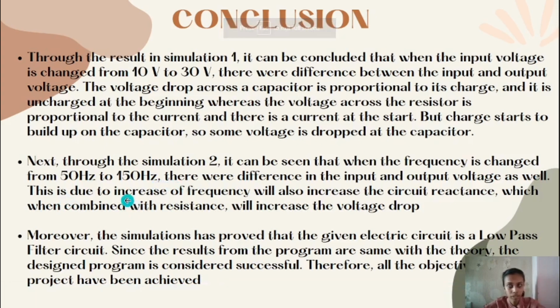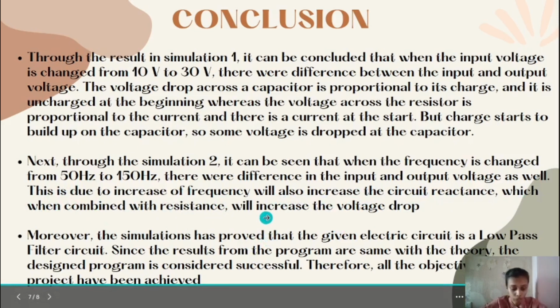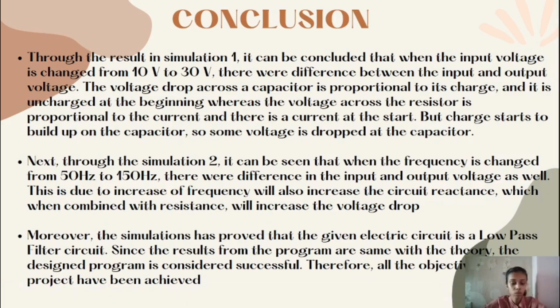the output voltage is different from the input voltage because the increase of frequency will also increase the circuit reactance, which when combined with resistance will increase the voltage drop. So the high frequency will also increase the effect of magnetic material on cable reactance and heating, and at the same time as the frequency increases, the capacitor voltage lags behind the signal by 90 degrees, while the resistor voltage becomes in phase with the signal.